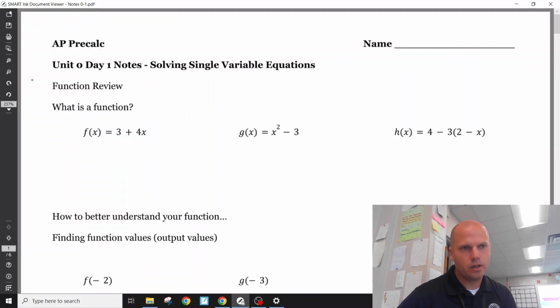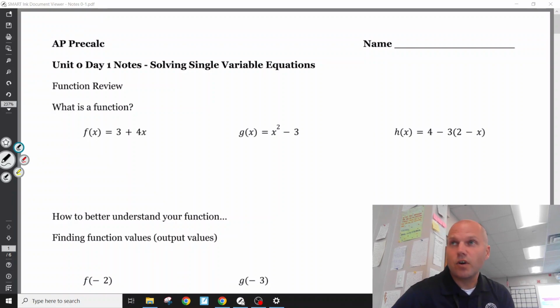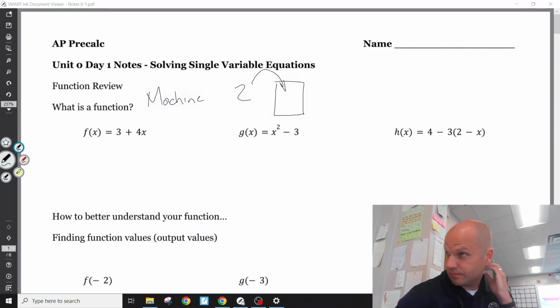All right, so getting right after it, reviewing just like functions. What is a function? What are we going to do with this function? What kind of functions are we reviewing? A function's like a machine. It's just like something where you take a number, you put it into the machine. Okay, here's my machine with buttons and stuff. And then that machine outputs a number. It could be the same number, it could be a different number.